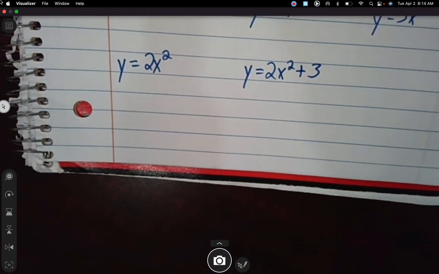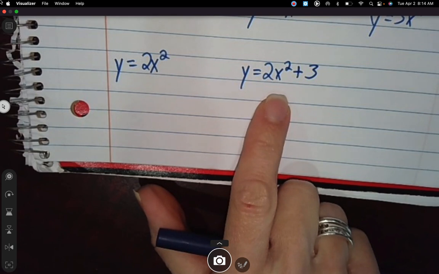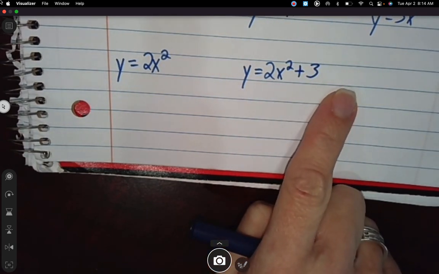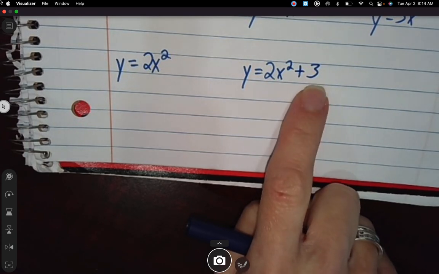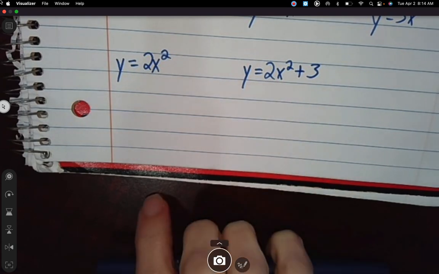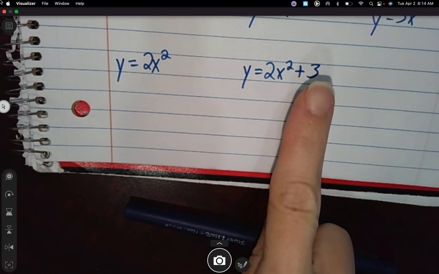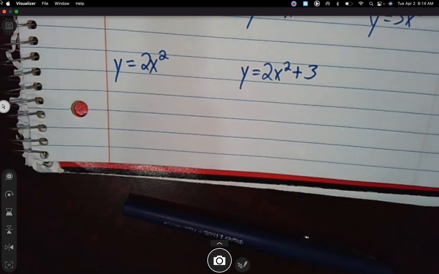We've added 3. Okay? Anytime there's a number outside of here, that's where it moves it up or down. So since that's a positive 3, where has that moved? Up 3. Say that this is your 2x squared, the other one is going to be up above it, 3 spaces. Okay, that's all it does. What if it had been minus 2? Where would it have moved? Down 2. Okay, so if the number is out here, that's key right now, it's either moved up or down.